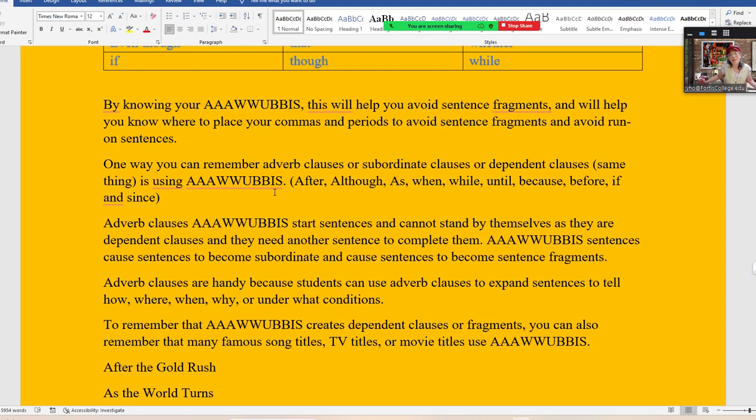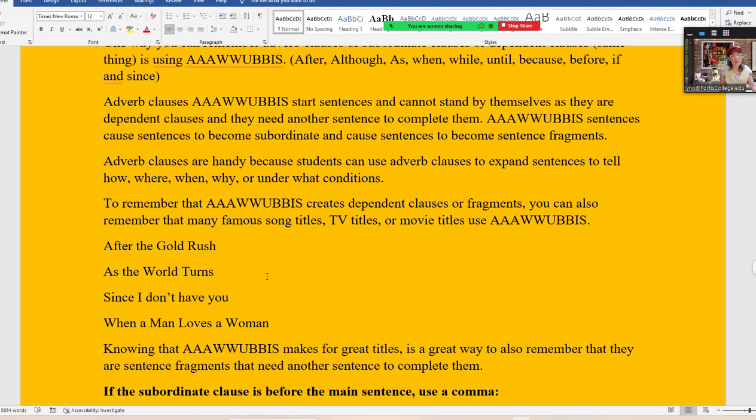Even though there are so many more conjunctions, that's like a start. That's for the beginners. If you don't know any subordinating conjunctions, you could start from here and memorize your awoobies. And how can you know that an awoobie works?